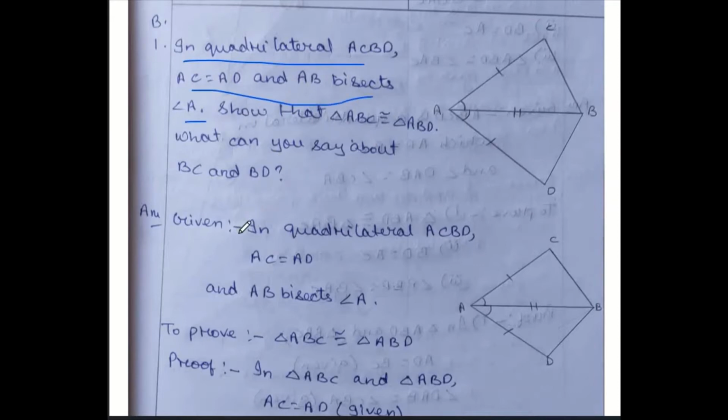So let us write under given: in quadrilateral ACBD, AC is equal to AD, AB bisects angle A. Then the question is to show this one, and later, what can you say about BC and BD? So our question is to prove these two triangles are congruent, and the diagram is already given. So let us draw the diagram. Mind it, this is our question. I have written the question also. Then in our answer: given, to prove, diagram, and we'll prove it.